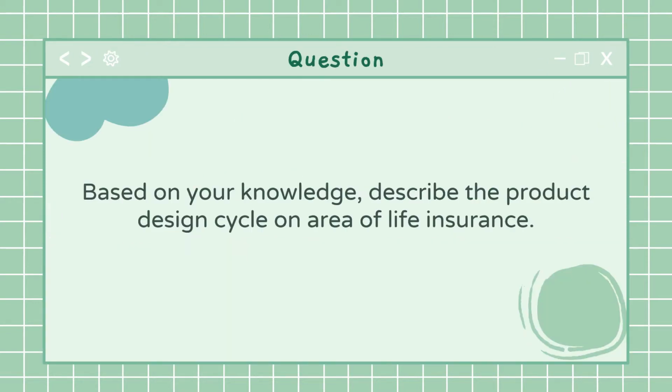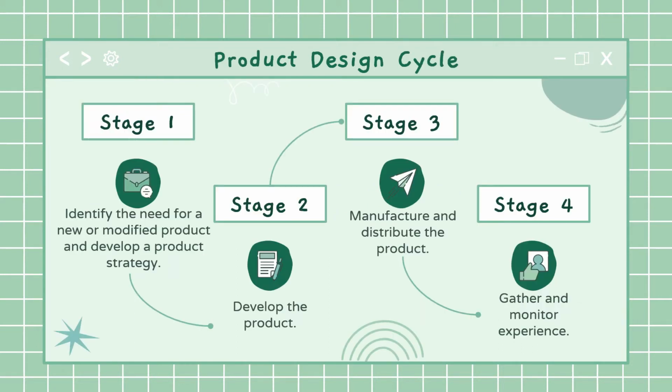For this week, I would like to talk about the product design cycle in life insurance. The question for this week is, based on your knowledge, describe the product design cycle in the area of life insurance. There are 4 stages in the product design cycle.